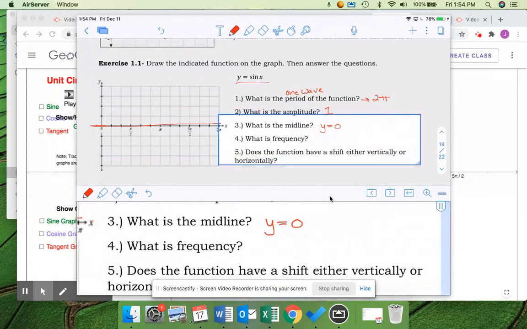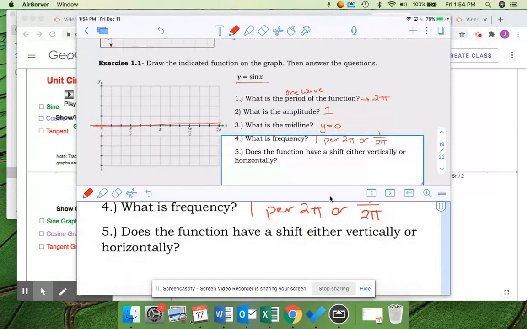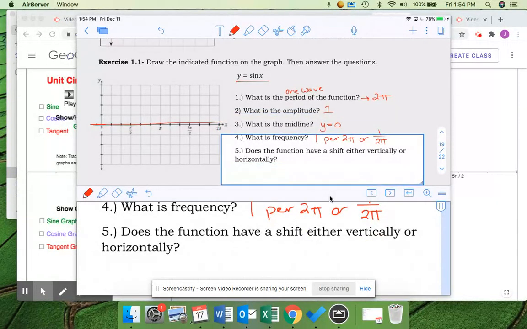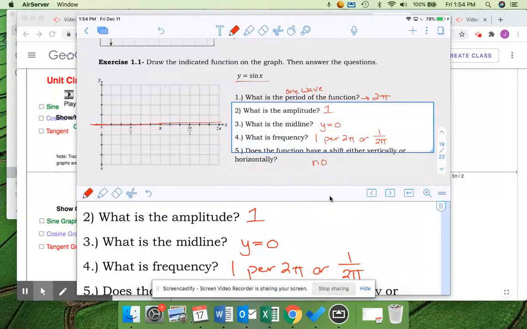And then the frequency is how many periods, how many waves do you get per period? So 1 wave per 2 pi, or 1 over 2 pi. Okay, so 1 wave per 2 pi. Does this one have a shift either vertically or horizontally? No, it does not. And we will show you a lot that do, but we'll get there when we get there. So let's go ahead and plot this information now.